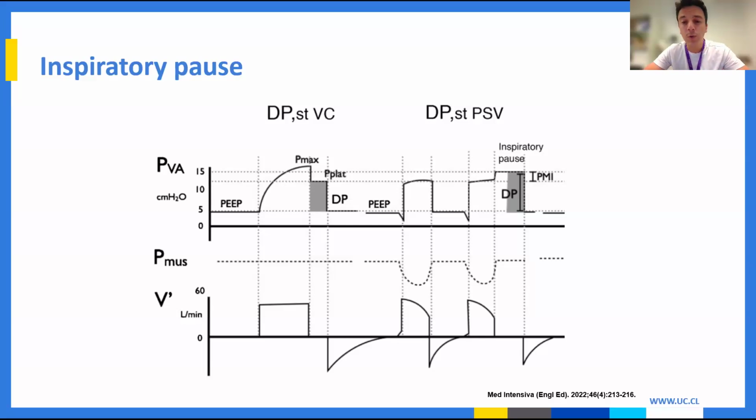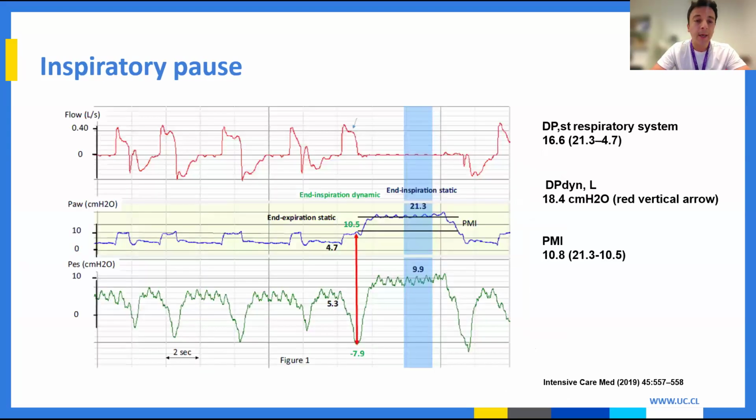Using this tool, you can also have the pressure muscle index. That is the difference between the inspiratory pause and the maximum inspiratory pressure. I'm going to explain this further here. So let's see a real example. This is from a nice letter in Intensive Care Medicine published a few years ago. So you can review that in detail.